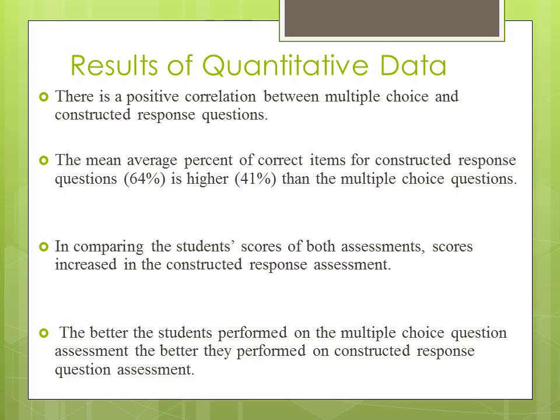The result of the quantitative data is that there is a positive correlation between multiple choice and constructed response questions. The mean average percent of correct items for constructed response questions is 64%, higher than the 41% of the multiple choice questions. In comparing the students' scores of both assessments, scores increased in the constructed response assessment. The better the students performed on the multiple choice assessment, the better they performed on the constructed response assessment.